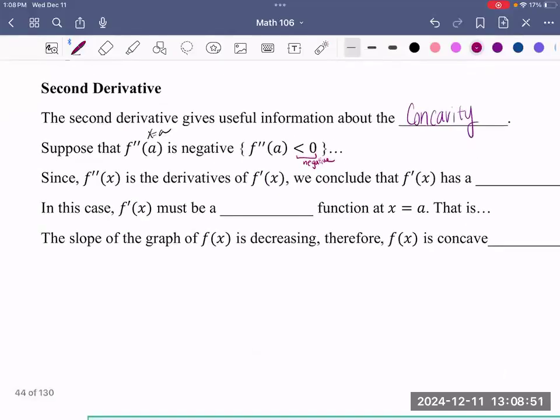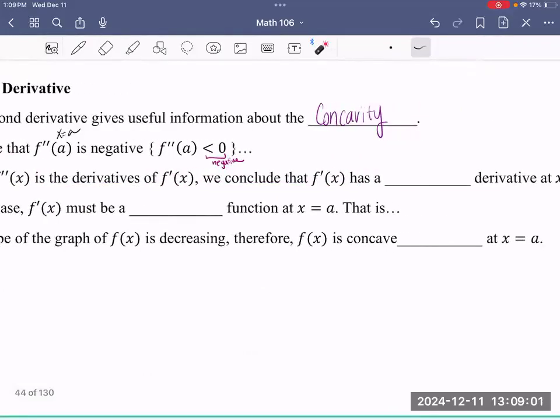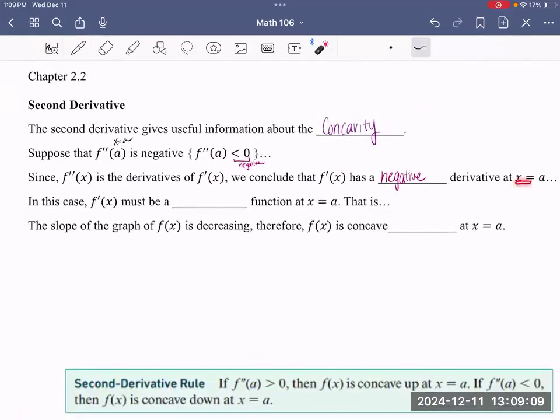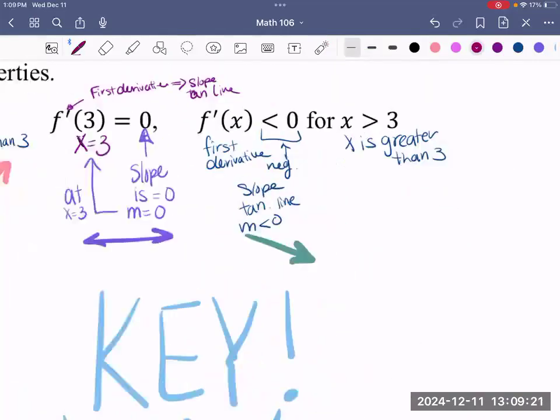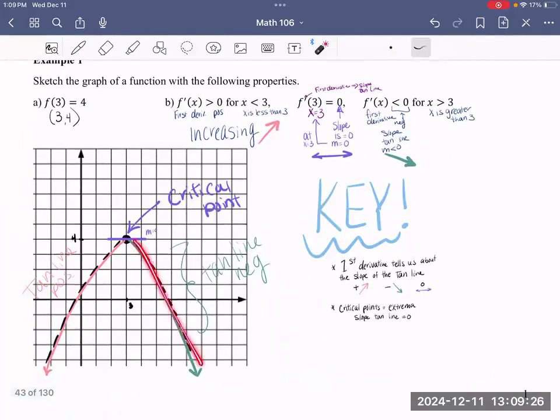So since the second derivative is the derivative of your first derivative, we can conclude that your first derivative has a negative derivative at that particular point. In this case, your first derivative must be decreasing, because if your first derivative is negative, it's decreasing, right? We saw that over here. First derivative is negative, therefore we are decreasing. We're going down.